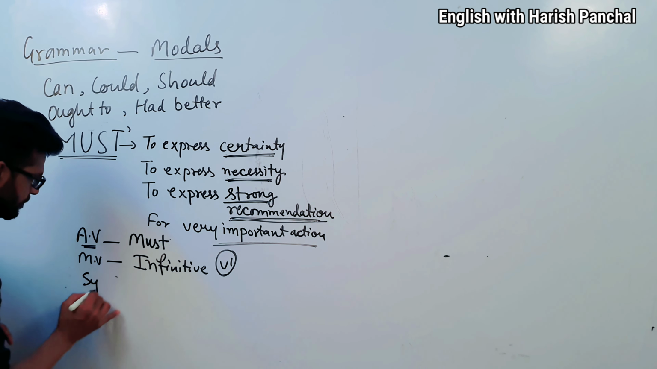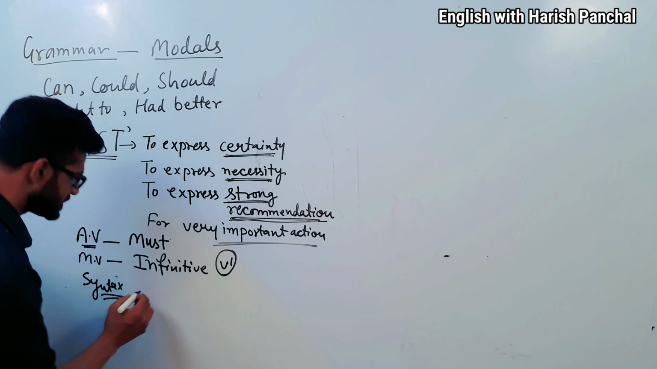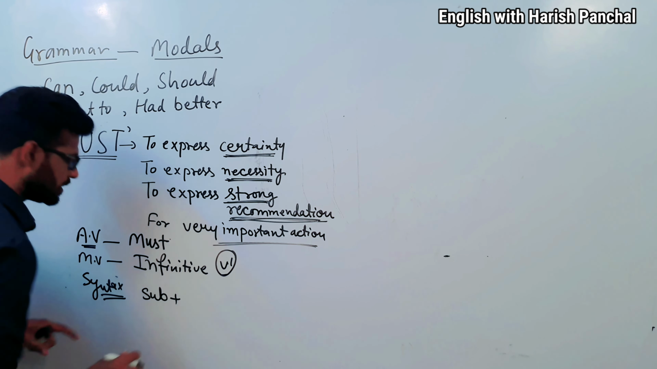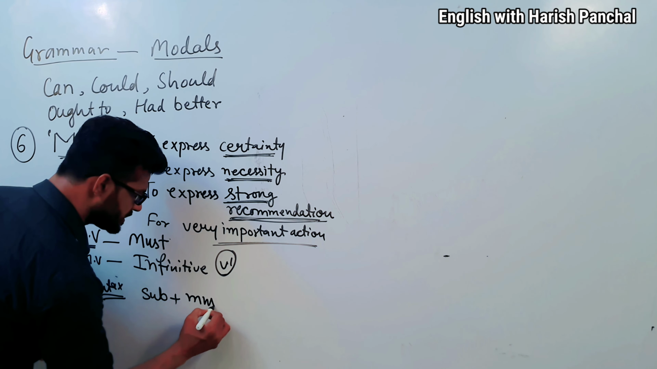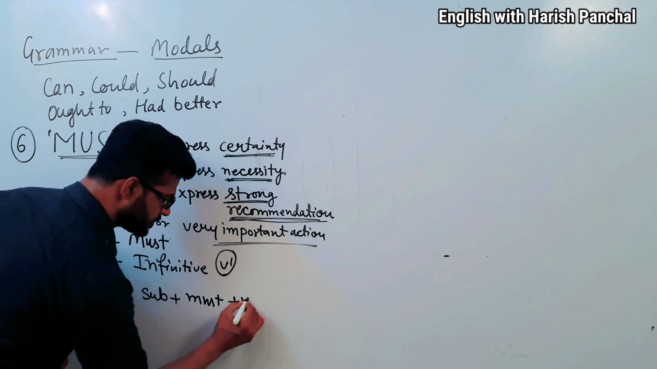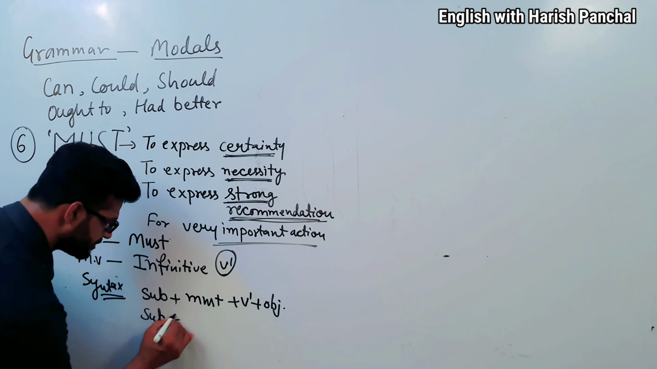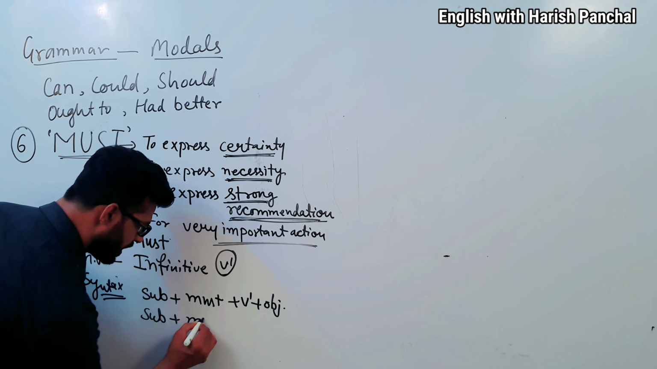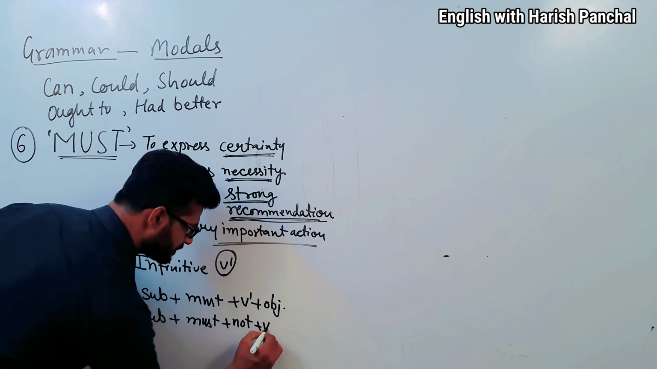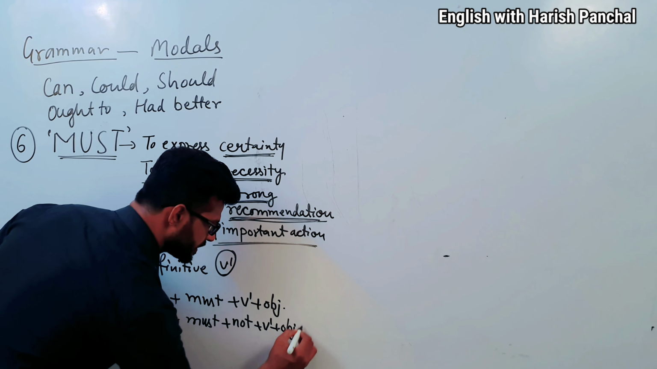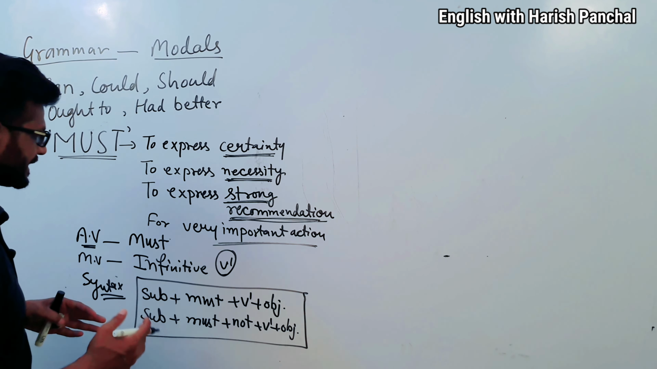If we talk about the syntax, there are positive and negative sentences. First of all you will use a subject, after that must, and then the first form and object. When you make negative sentences, you will use a subject, after that must, then not, and after that the first form and object. So these are the two syntaxes that you have to follow while making sentences.